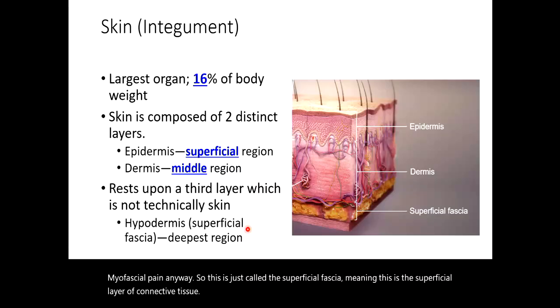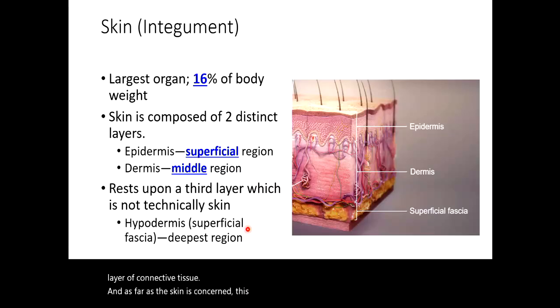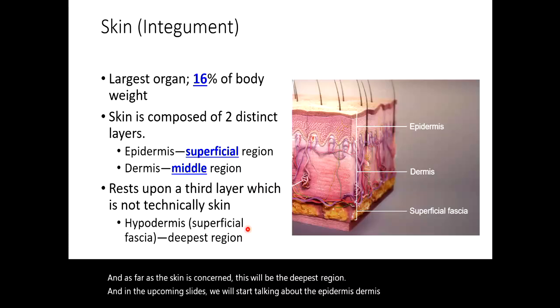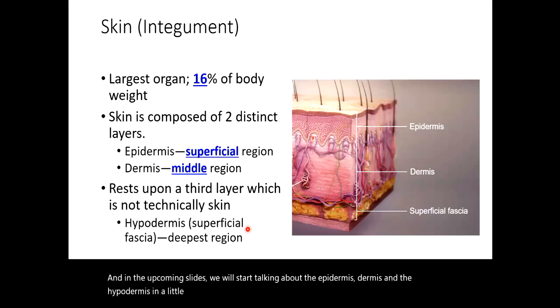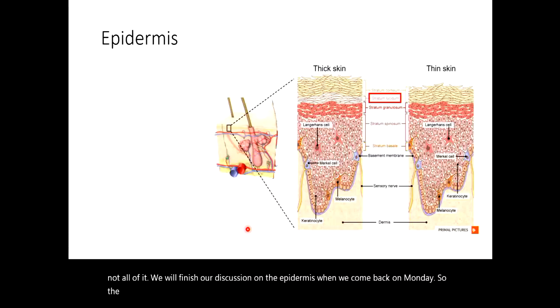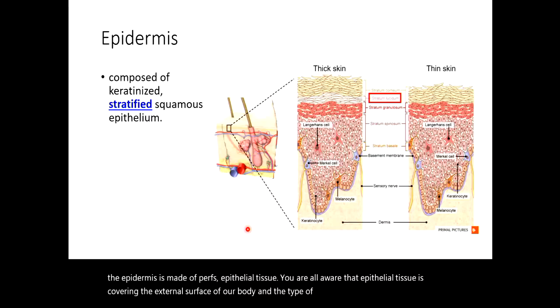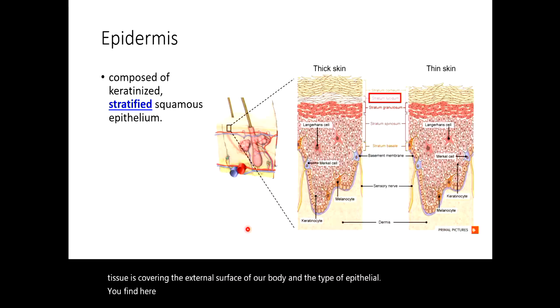And as far as the skin is concerned, this will be the deepest region. And in the upcoming slides, we will start talking about the epidermis, dermis, and the hypodermis in a little more detail. And in today's lecture, we'll only be considering the epidermis, not all of it. We'll finish our discussion on the epidermis when we come back on Monday. So the epidermis is made up of epithelial tissue. You're all aware that epithelial tissue is covering the external surface of our body. And the type of epithelial tissue you find here is stratified squamous epithelia.